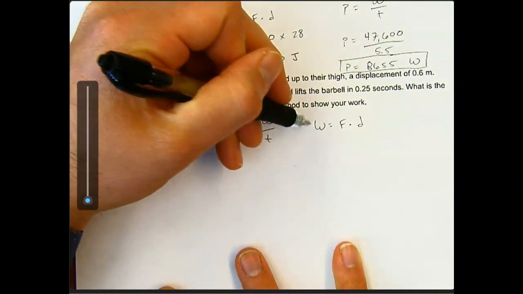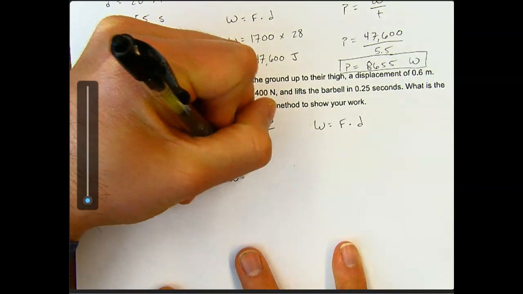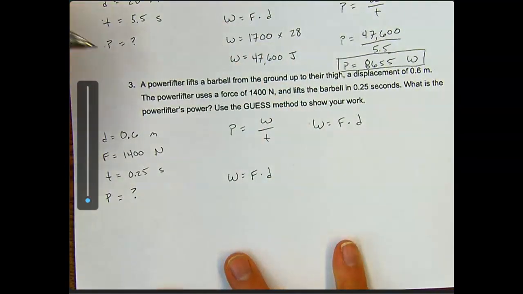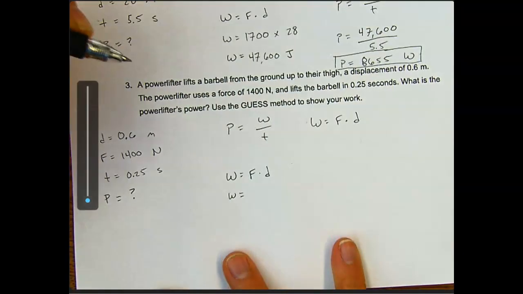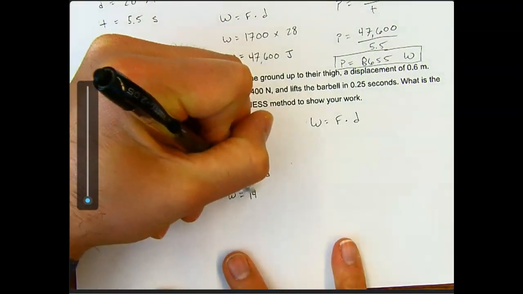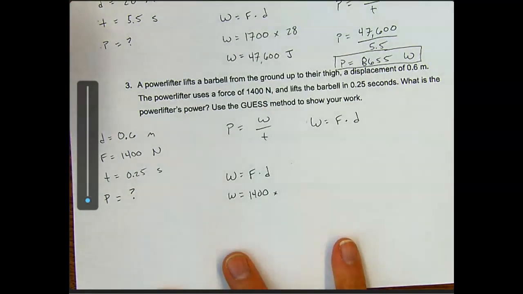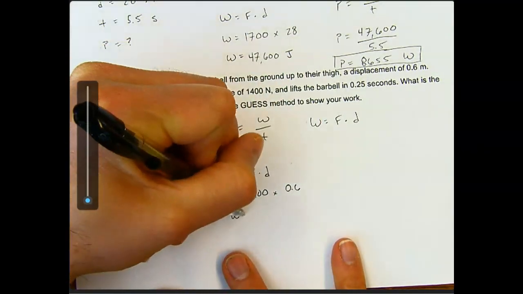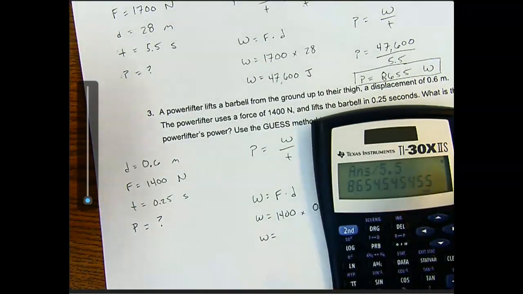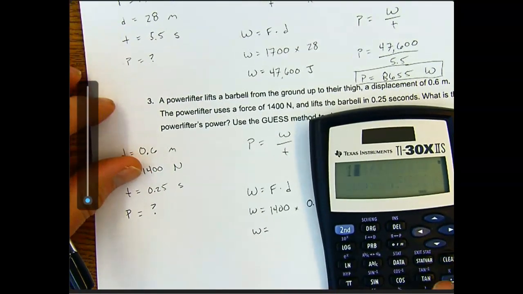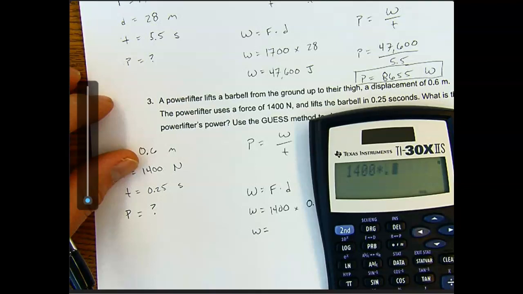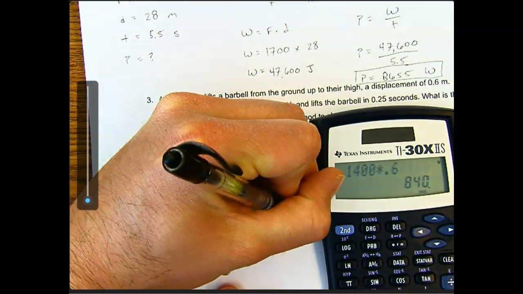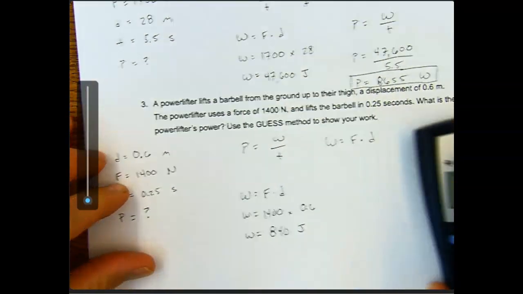So let's start off with this one, right? We'll do work is equal to force times displacement. So for us, work is going to be equal to 1,400 times 0.6. And using our calculator, so 840 joules. All right, so same thing as last time.